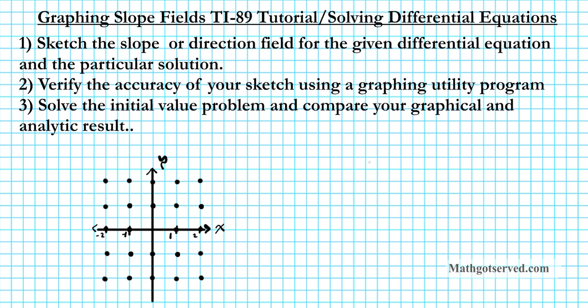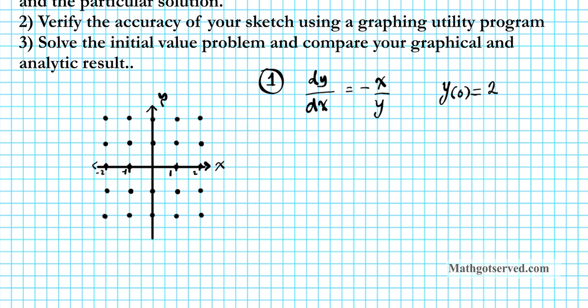All right, so the differential equation that we're going to be considering, question number 1, is the initial value problem, dy/dx equals negative x over y with the initial condition y(0) equals 2. This is an initial value problem. It's an ordinary differential equation that can be solved by separation of variables. All right, so let's go ahead and graph it first.